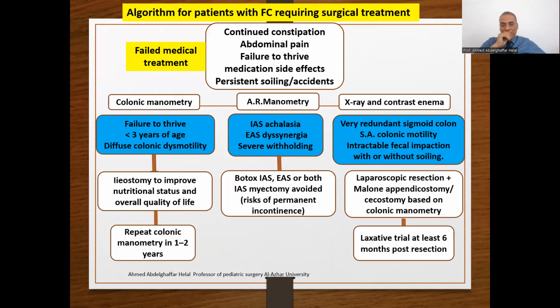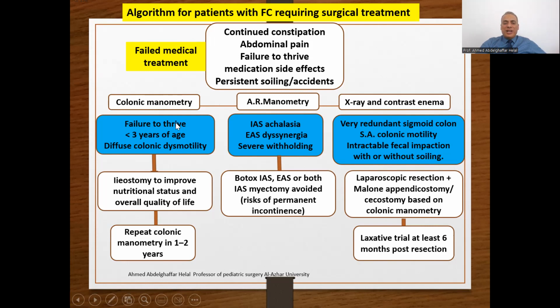Number 2, the second algorithm is the algorithm for patients with functional constipation requiring surgical treatment. We said that the indication is failed medical treatment: continuous pain, failure to thrive, medication side effects, persistent accidents or soiling. In such cases, the pediatric surgeon should order colonic manometry, anorectal manometry, X-ray, and the contrast enema.